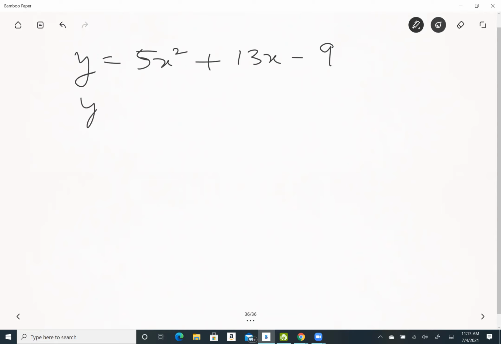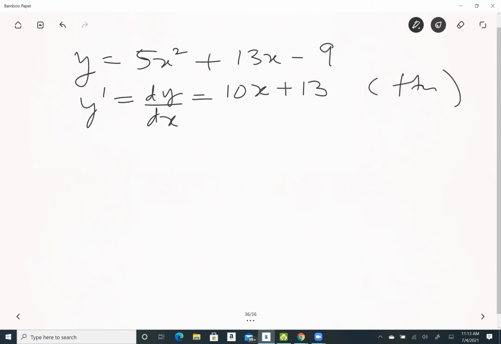What do I get? I get y prime, equal to dy/dx, equal to 10x plus 13. Now that's a function. Can I differentiate 10x plus 13? I still can. So you take the derivative of y prime. You get y double prime, or d2y/dx squared, or you can write f double prime. But normally we write this notation. Differentiate 10x plus 13. What do I get?